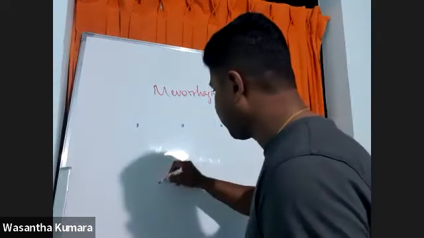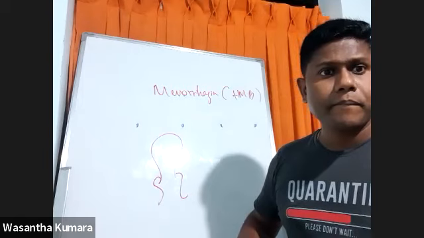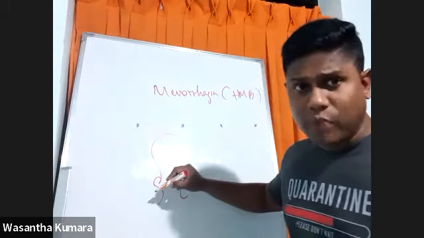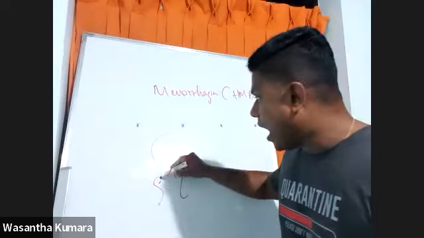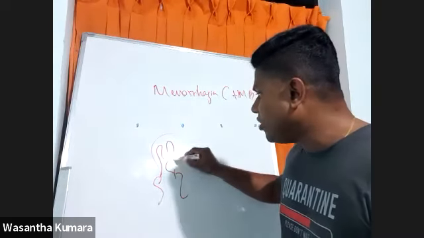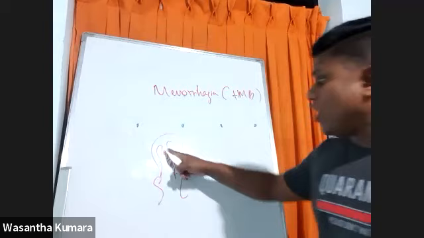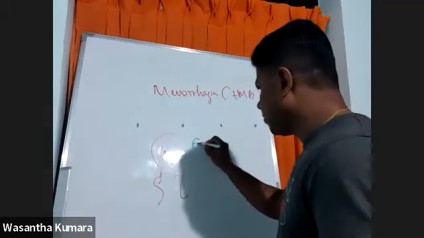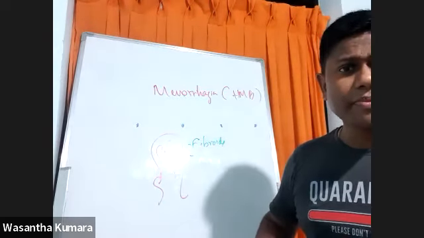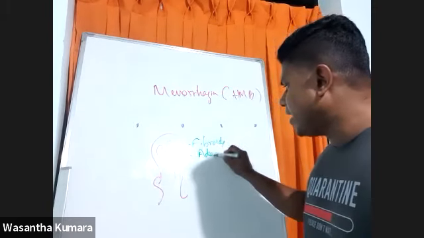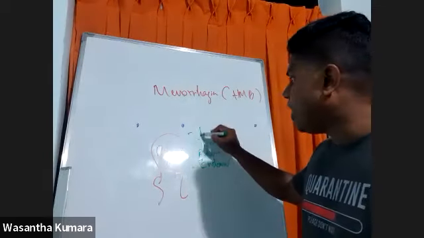What are the causes for menorrhagia? Don't just say fibroid. What fibroids? Do all fibroids cause menorrhagia? No. Either submucosal or intramural fibroids. Only these fibroids can cause menorrhagia. What else? Adenomyosis, yes, very good. Endometriosis. What else? Endometrial polyps.